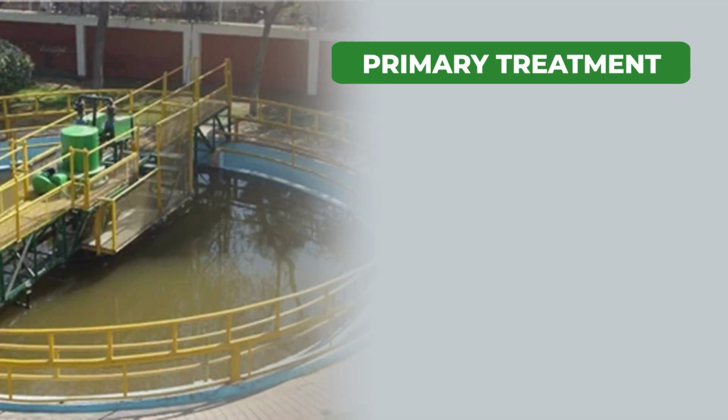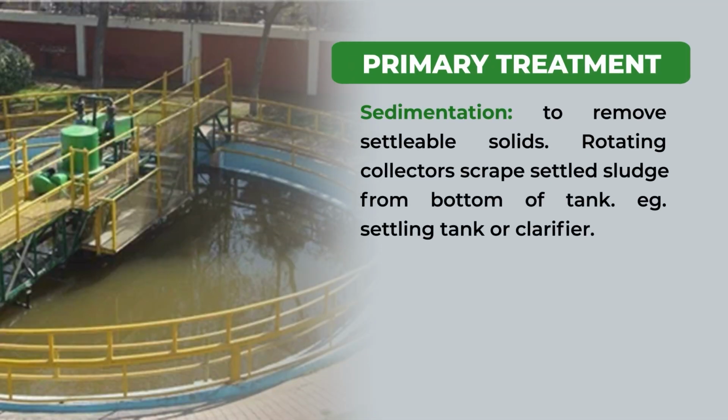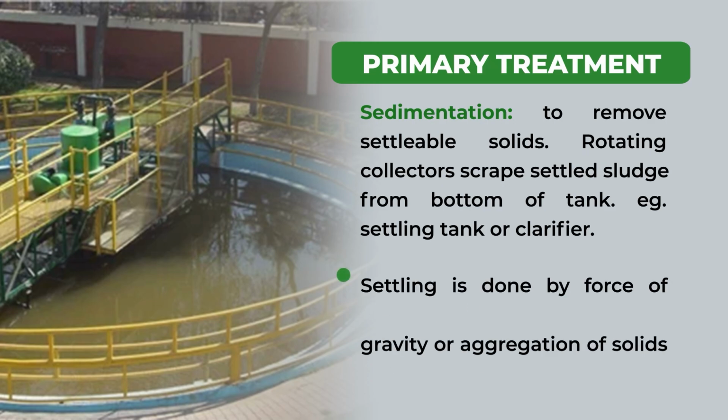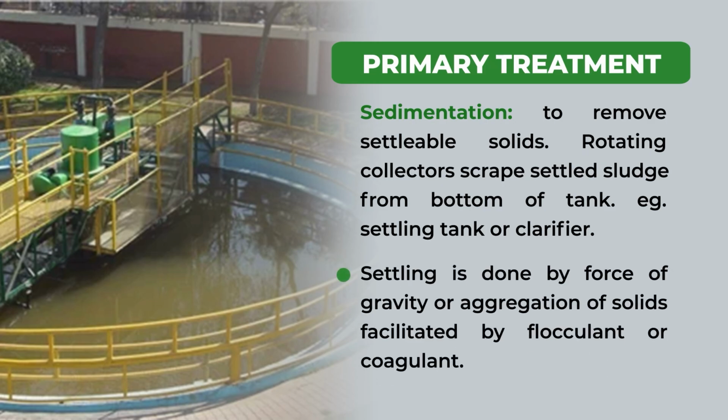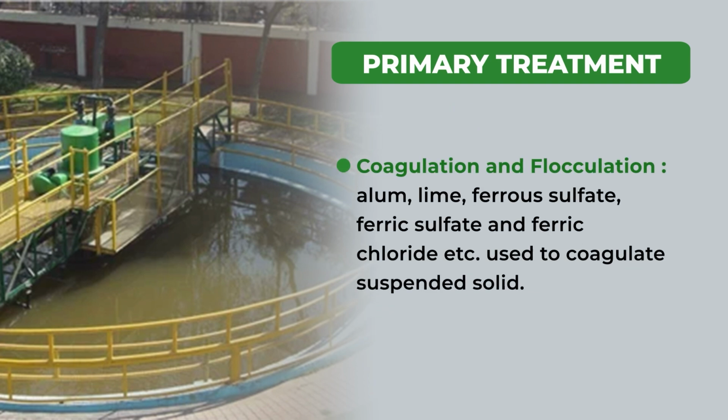After the pre-treatment of the wastewater, the wastewater next goes for the primary treatment. In the primary treatment, the first physical method is sedimentation, which helps to remove the settleable solids. The rotating collectors used in the settling tank or clarifier scrape the settled sludge from the bottom of the tank. Settling can be done by the force of gravity, or aggregation of solids can also be facilitated by flocculants or coagulants. So, some coagulants and flocculants can be used to facilitate the sedimentation.